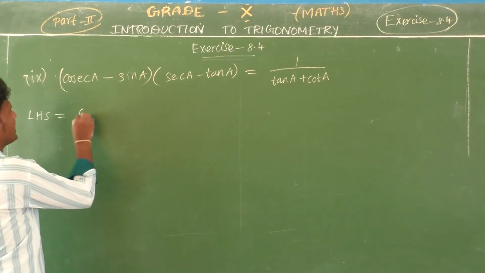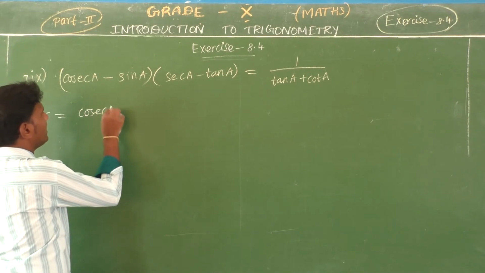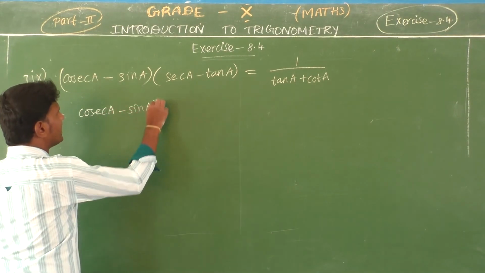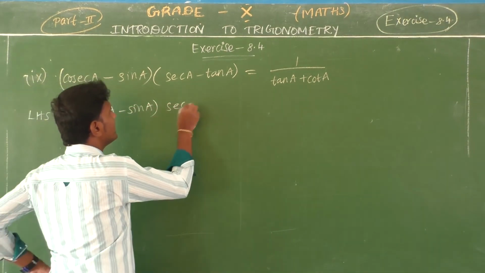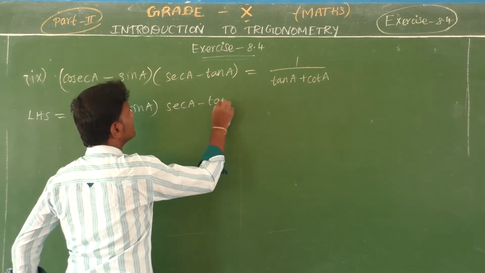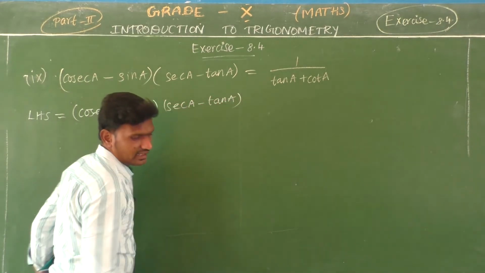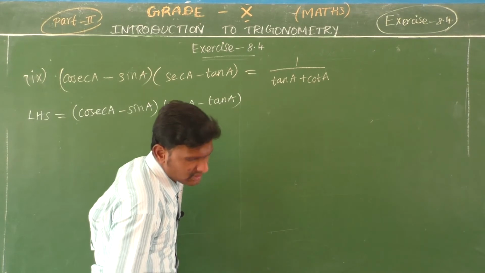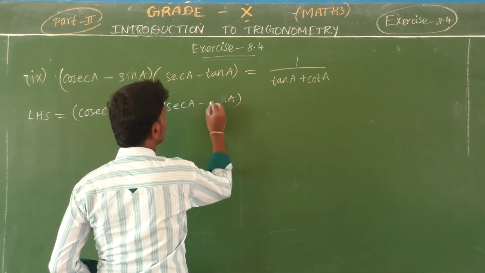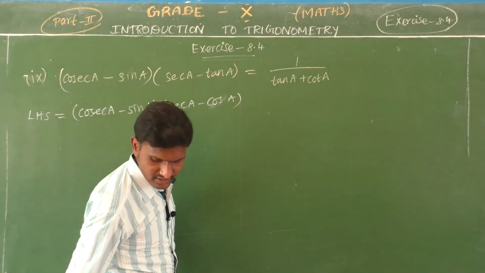What is in your left side? Cosecant A minus sin A into secant A minus tan A. Secant A minus, sorry, cos A. Secant A minus cos A. Okay, yes.